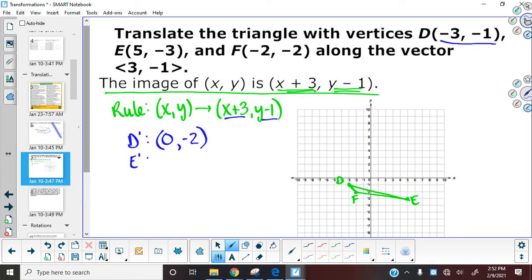My new E, again, I'm adding 3, so I come to 8, subtracting 1, so I'm at -4. And last but not least, my new F would be adding 3, which takes me to 1, subtracting 1 from that takes me to -3. So those are my new points, and now I can plot them: 0, -2, 8, -4, and 1, -3. And again, we have that really flat looking triangle. When you're doing these, your pre-image and your image should look exactly the same. This is an isometry. We do have that congruence factor in there. So those should look the same, and we are good to go.